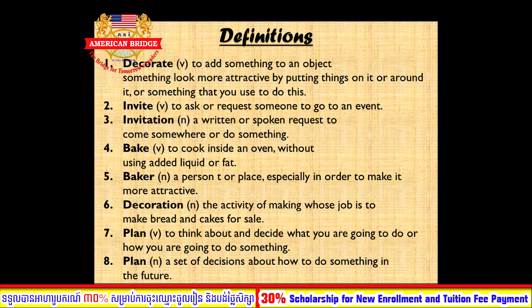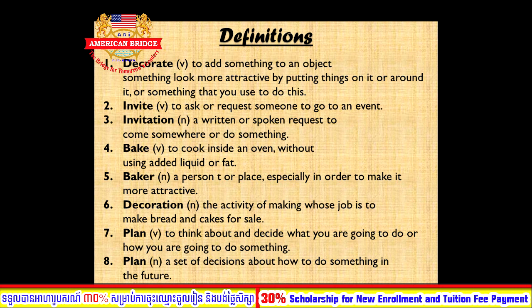Number 7. Plan. Plan is a verb, okay? So it's to think about and decide what you are going to do or how you are going to do something, okay? So for example, I have a plan to go to the museum this weekend, okay? So something that you want to do. So how are you going to do it? So I'm planning to open a school, but I'm not sure how I'm going to do it.